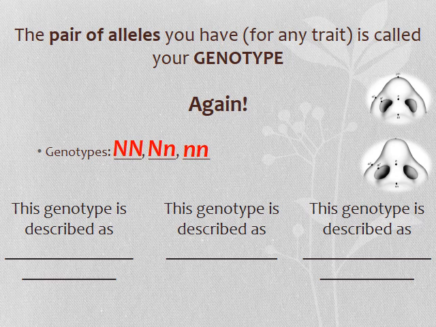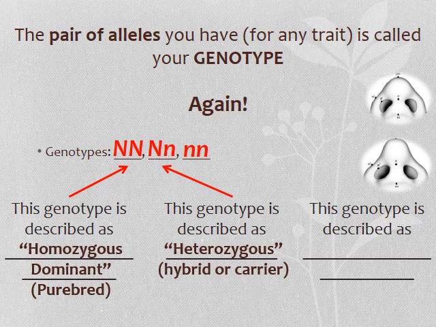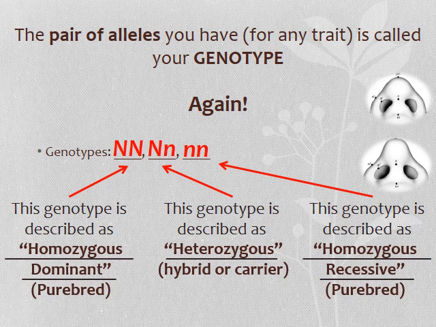So to really go ahead and drive this home, big N, big N, this genotype could be described as homozygous dominant, or purebred, in this case, round. For the middle, the genotype big N, little n could be described as heterozygous, a hybrid, or carrier, because we've got one of each. And finally, the genotype little n, little n would be homozygous or purebred recessive. Two alleles for the recessive trait, in this case pointed. So the only way we're going to get a pointed nose is if we have two little n's together.